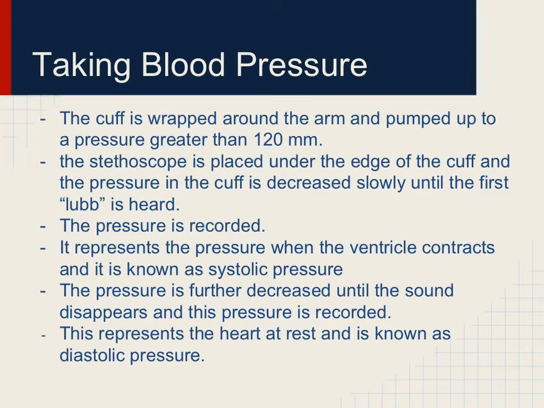Taking blood pressure. The cuff is wrapped around the arm and pumped up to a pressure greater than 120 millimeters. The stethoscope is placed under the gauge of the cuff, and the pressure of the cuff is decreased slowly until the first lub is heard. The pressure is then recorded. It represents the pressure when the ventricles contract and is known as the systolic pressure. The pressure is further decreased until the sound disappears, and this pressure is recorded. This represents the heart at rest and is known as the diastolic pressure.